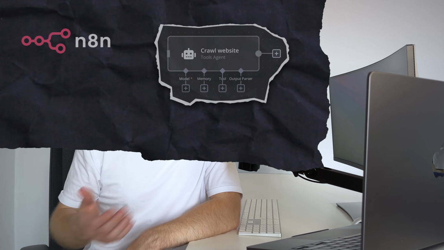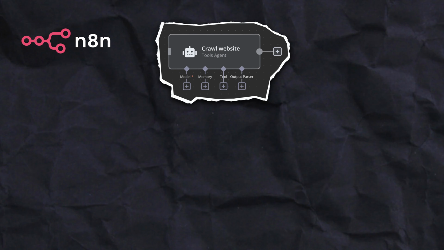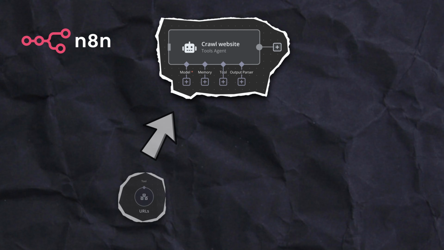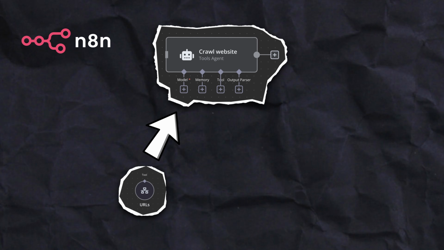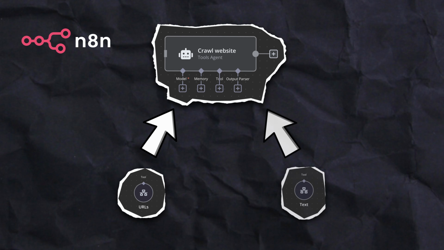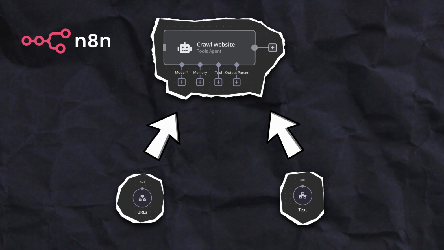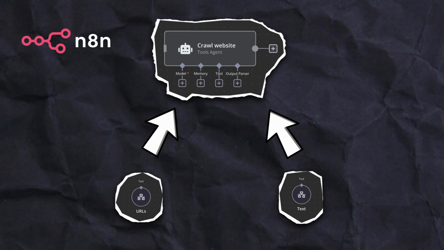Our crawler will use the AI agent node in n8n. It will be equipped with two tools. The first one is the URL tool, which will retrieve all the links from a specific page. And the second one is the text tool, to give the agent the ability to retrieve the text and the context of the page. With those two tools, the agent will be able to autonomously navigate through the website and decide which pages should be visited to retrieve the desired data.